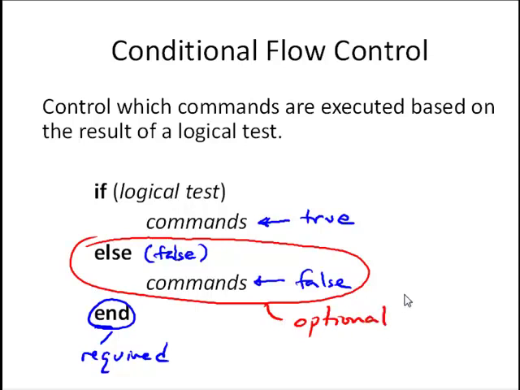So we could, as an option, just do one or more commands if the logical test, for example x less than 5, is true, and then do nothing otherwise. We still need the end. Or if it's true, do one set of commands. If it's false, do another set of commands and then end.